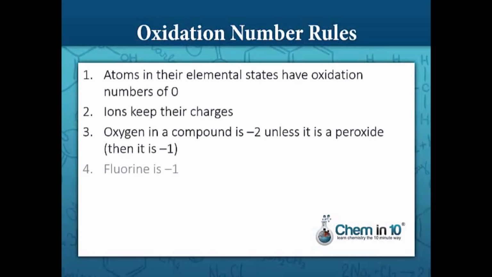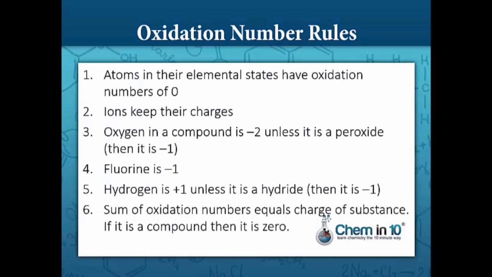Here are the oxidation number rules. Number 1, atoms in their elemental states have oxidation numbers of 0. Ions keep their charges. Oxygen in a compound is -2, unless it's a peroxide, in which case it would be -1. Fluorine is -1. Hydrogen is +1, unless it's a hydride, in which case it's -1.